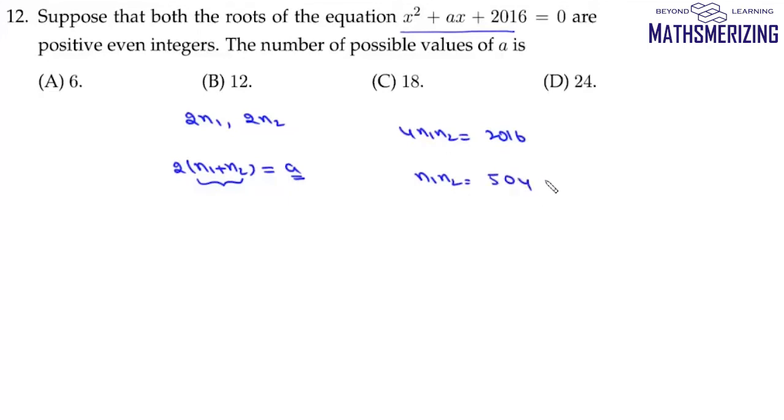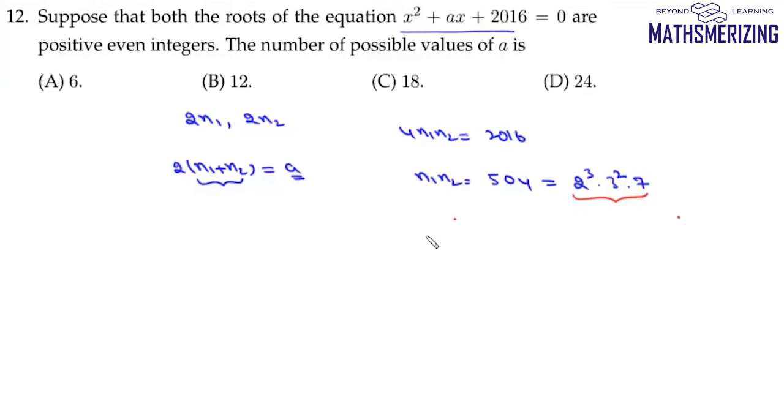Now we can write n1 into n2 as 504, and 504 is actually 2 cube into 3 square into 7. Now we have to find in how many distinct ways we can factorize 2 cube into 3 square into 7. Now let us say we have to find two factors.